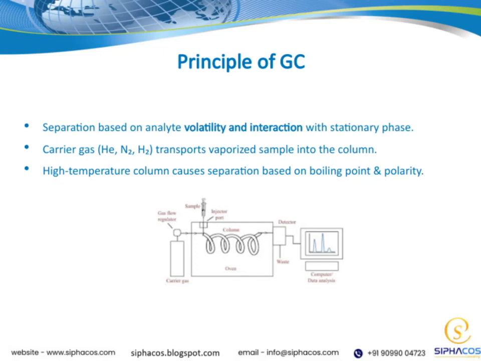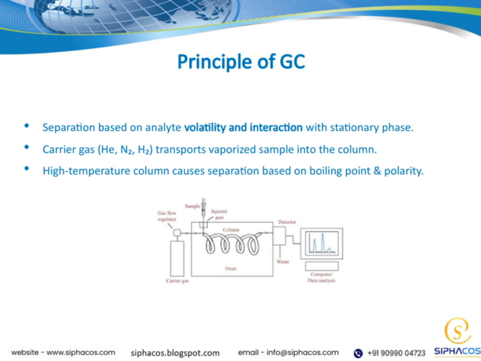Let's talk about how separation occurs in gas chromatography. The key idea here is that separation is based on two main factors: the analyte's volatility and how it interacts with the stationary phase. Essentially, compounds that are more volatile tend to move faster through the column, while those that interact more strongly with the stationary phase tend to stick around longer.